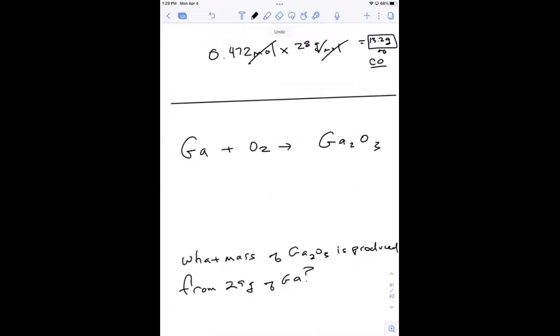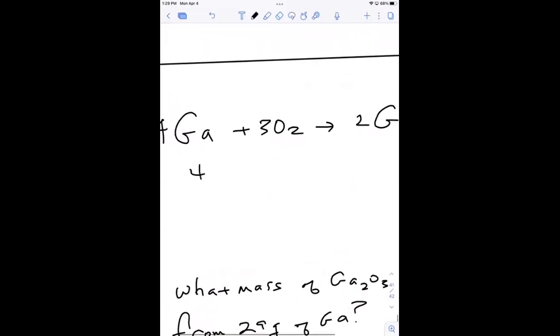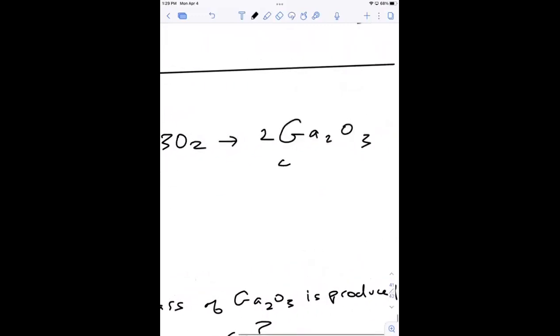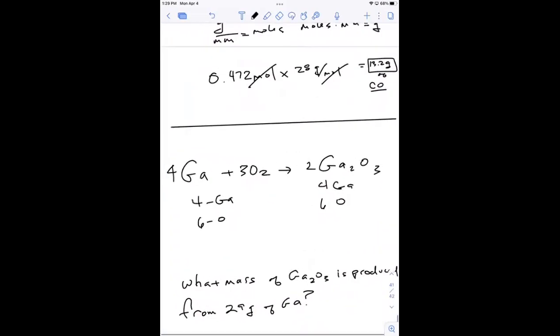Okay. And then you could put a 4 behind the gallium on the left side and a 3 behind the oxygen on the left side. You murdering the balancing, bro. That's good. So you got 4 galliums, 6 oxygens. Over here, you got 4 galliums and 6 oxygens. Excellent. All right. So now it's balanced.